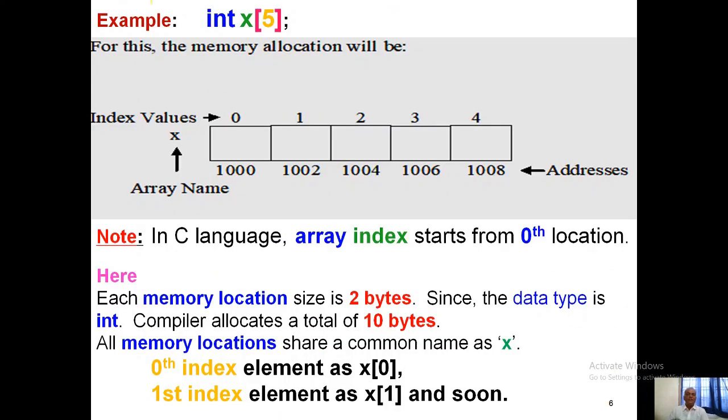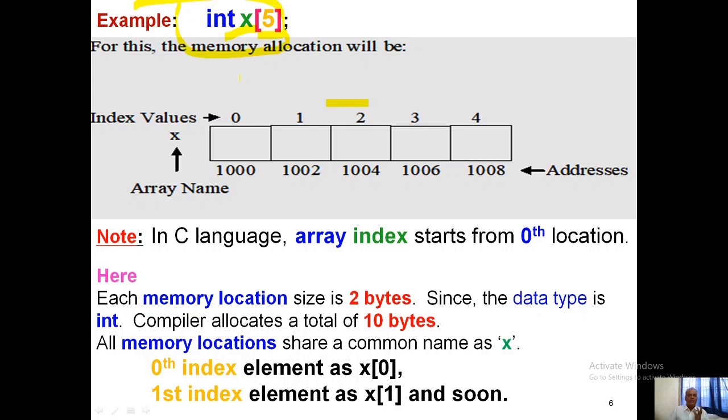So let us look at this example, int x[5]. Here int is the data type, x is the name of the array, and 5 is the size. Now the memory location: how many bytes does int occupy? 2 bytes. What is the size of this array? 5. So that means it is going to occupy a total of 10 bytes.